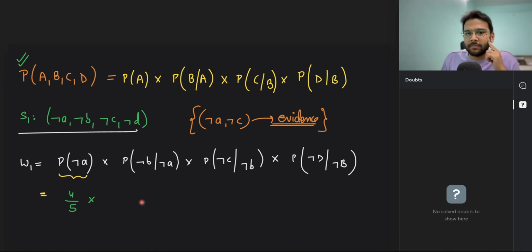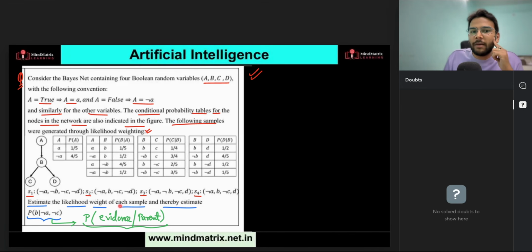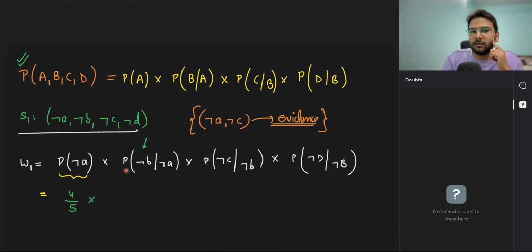Let's go step by step. Okay. What about this? Probability of not B given not A. You always have to focus on this portion, because you are talking about probability of evidence given parent. Is not B your evidence? No, it is not your evidence. So this will become 1.